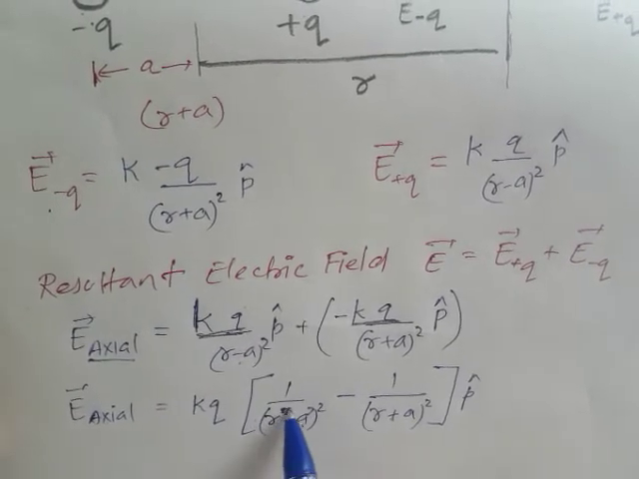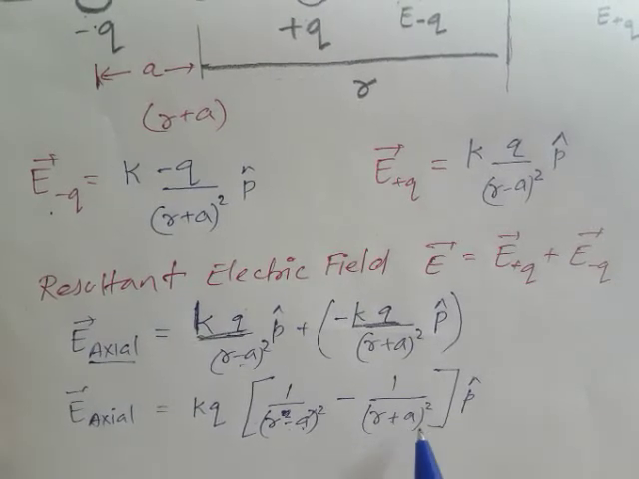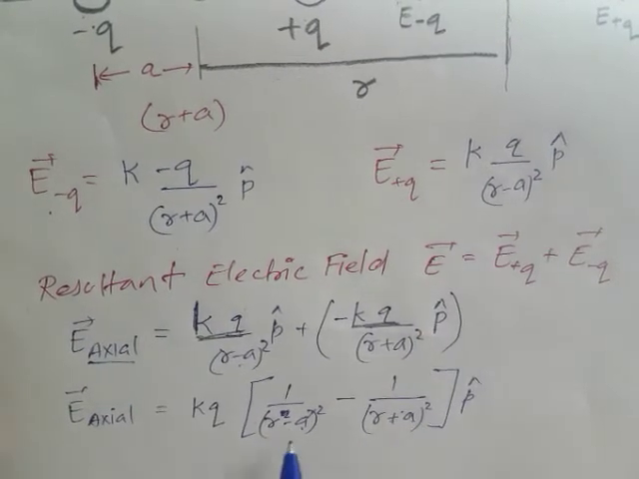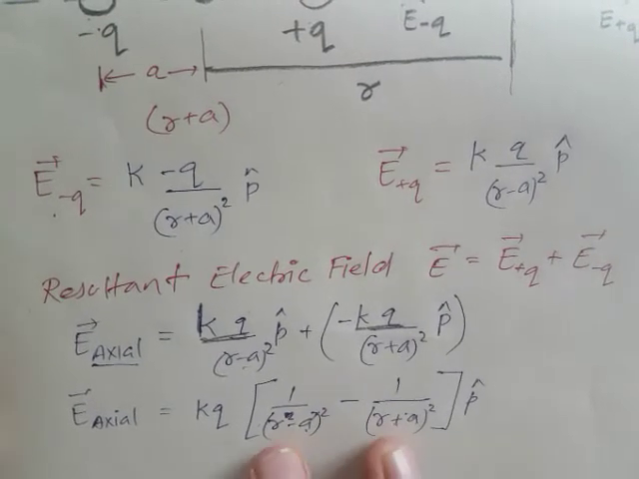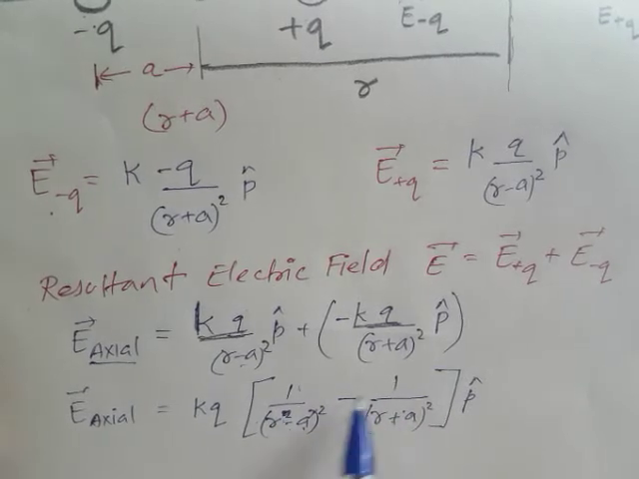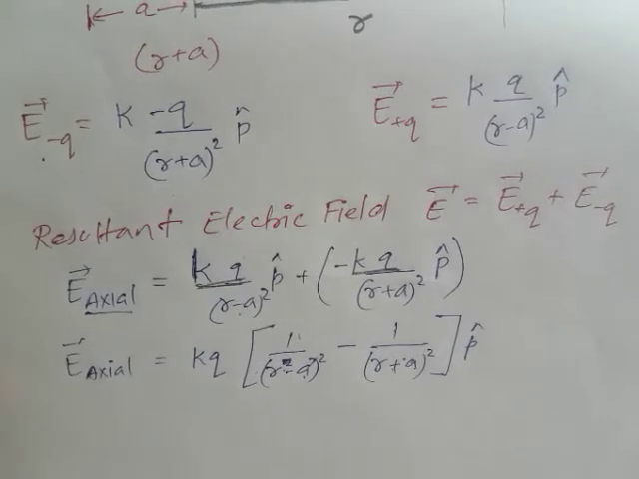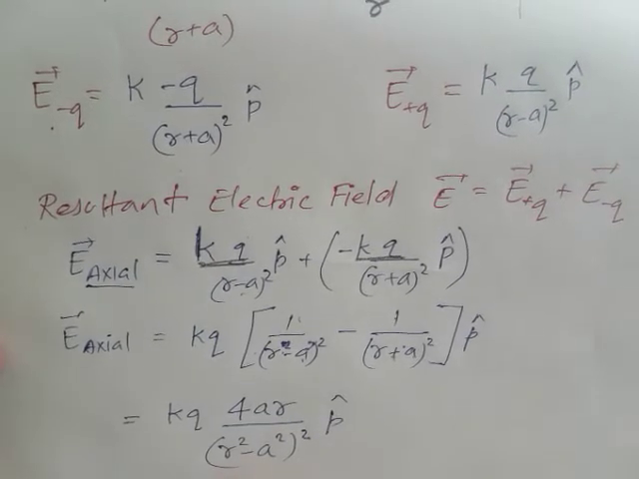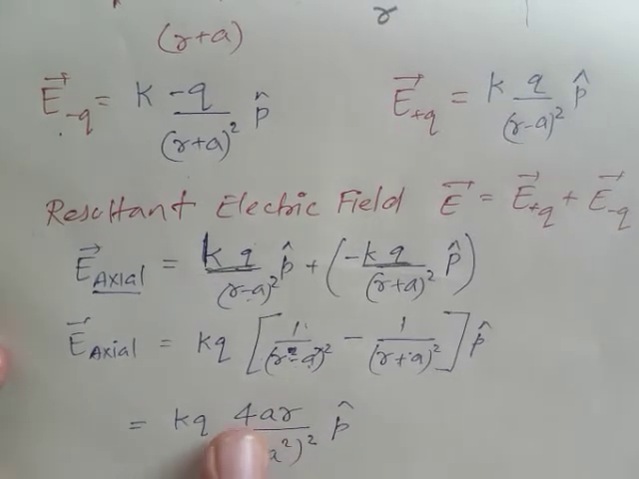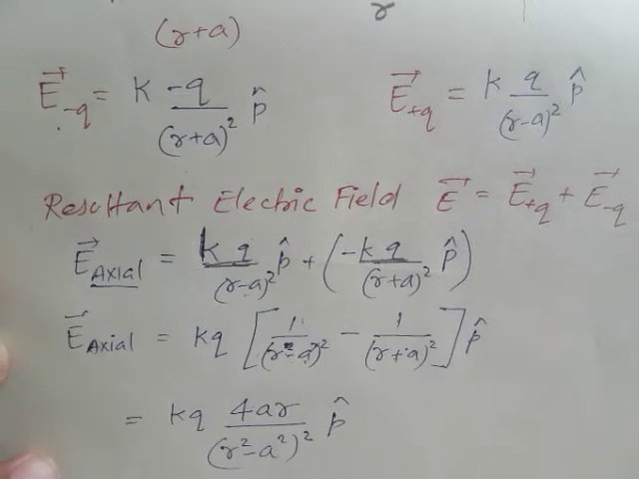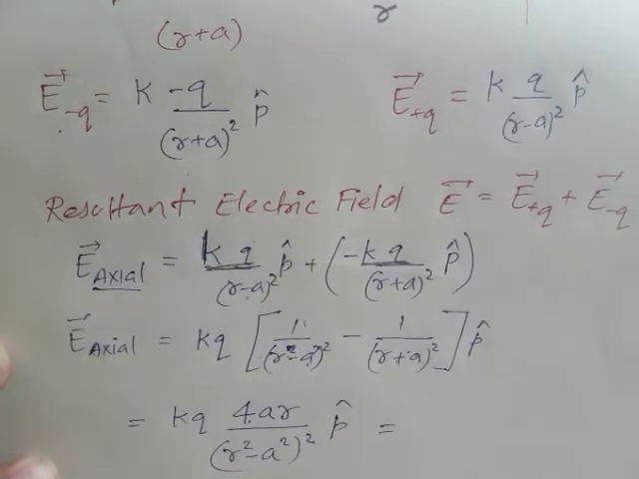Now we take the common denominator, r square minus a square, which means (r minus a) whole square and (r plus a) whole square. So this is considered to be a square and this b square, then we place these values and cross multiply. Just calculate it and find it. Everyone will get this. Cross multiplying, we will get 4ar.